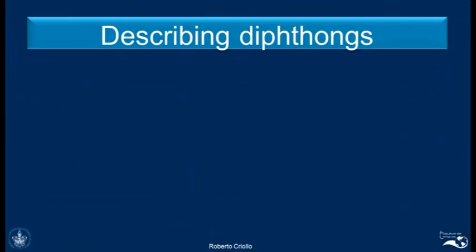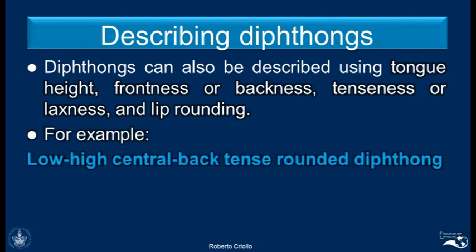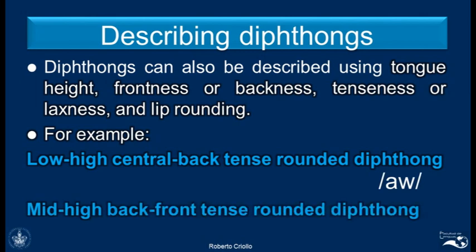So when we provide a description of the English diphthongs, we're going to take into account the 4 criteria for the description of the vowel sounds, but we're also going to indicate the movement of the tongue from one position to another. For example, low high, central back, tense rounded diphthong, which is ow, and mid high, back front, tense rounded diphthong, which is oi. So the description is exactly the same as for the other vowels, except that we're going to take into account the 2 positions of the tongue at the beginning and at the end of the sound.